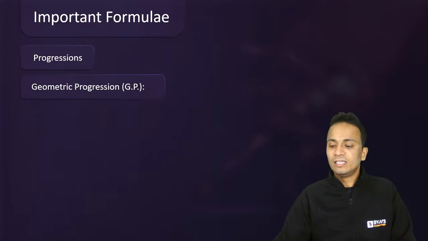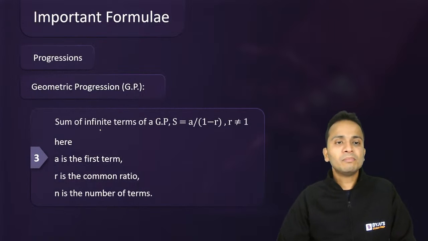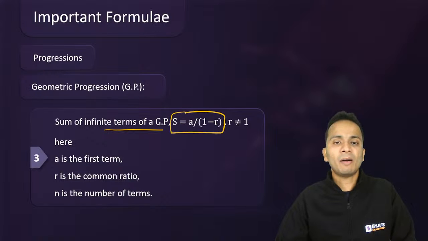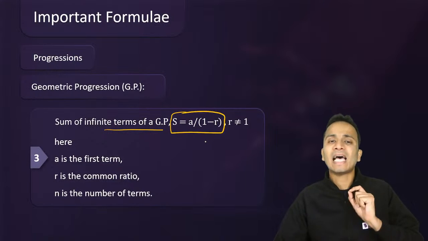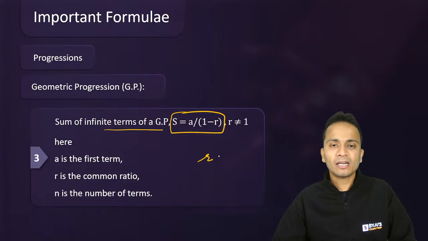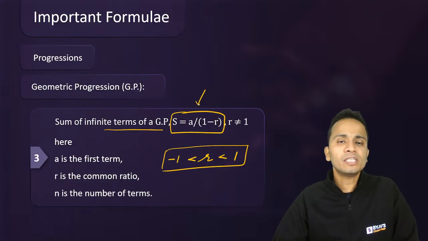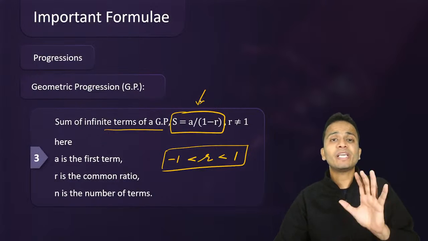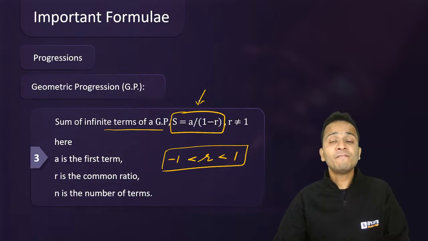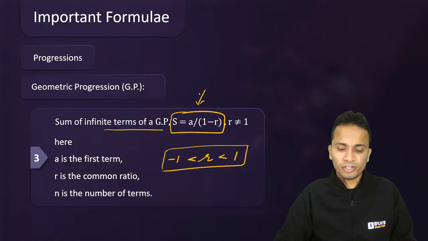All right. Now, finally, the sum up till infinite number of terms of a GP. So it is a upon (1 minus r), and it is applicable only when r is between 1 and minus 1. So the value of r should be between 1 and minus 1. Then only this formula is applicable. Otherwise, we cannot find the sum till infinite number of terms for any geometric progression.